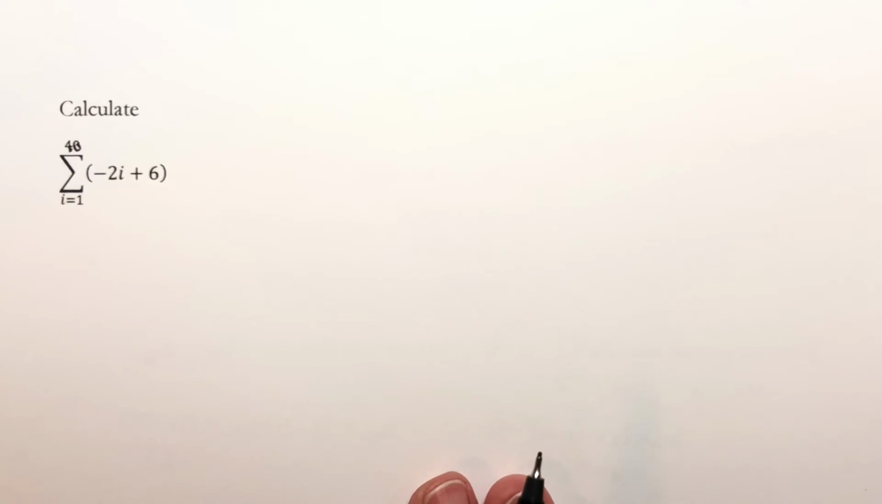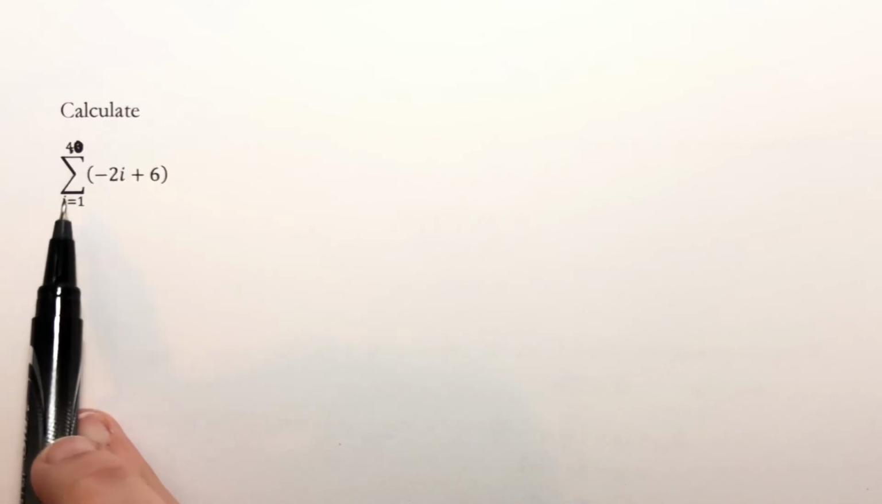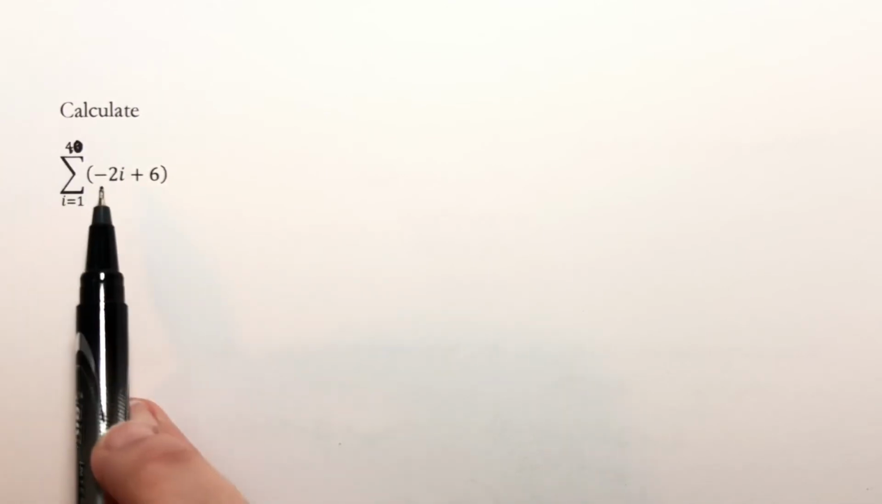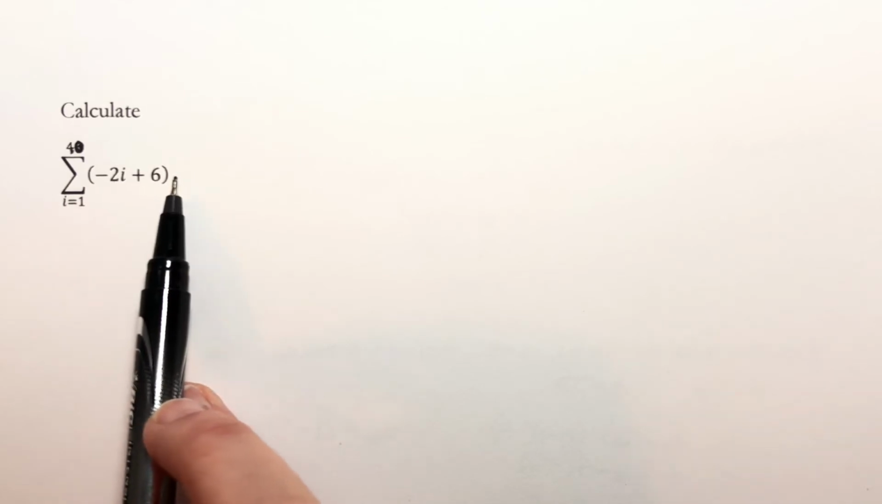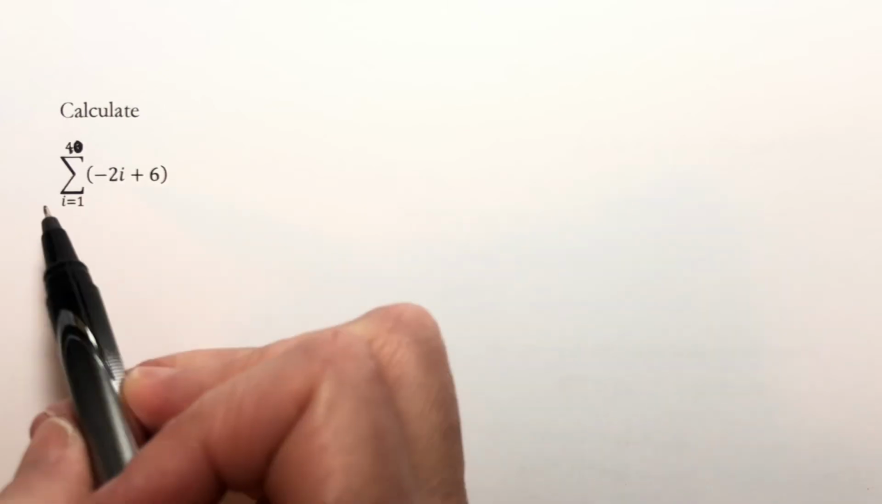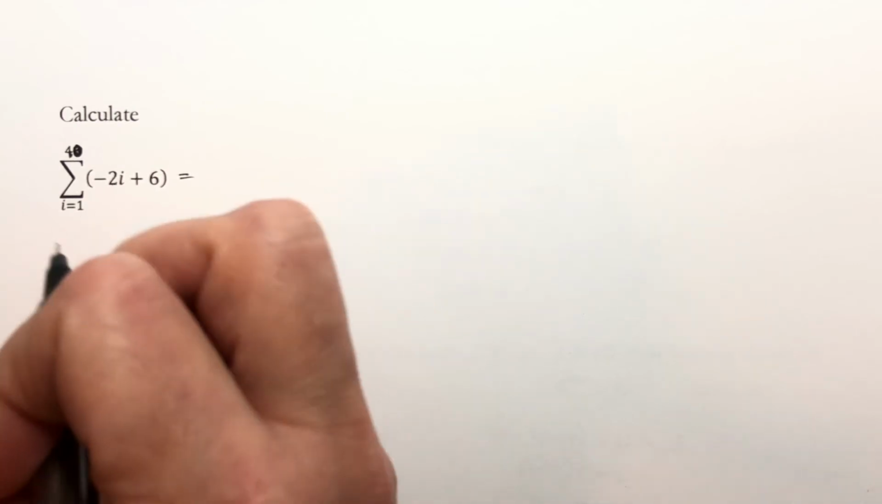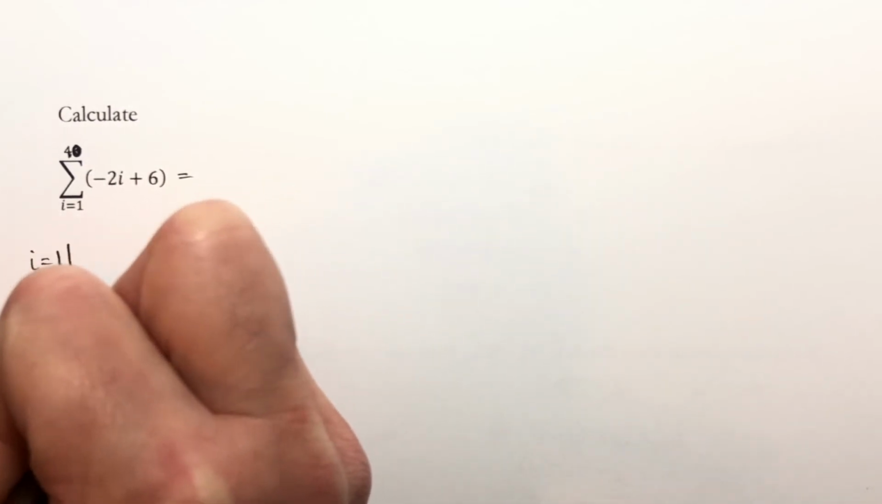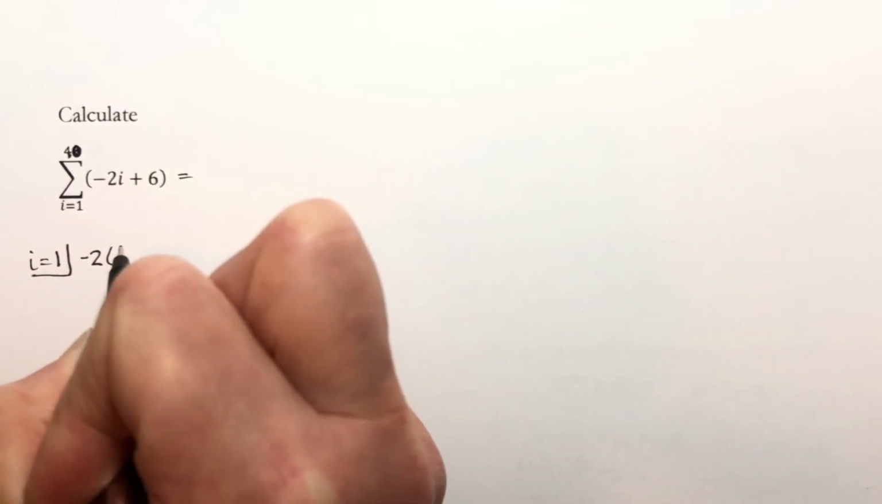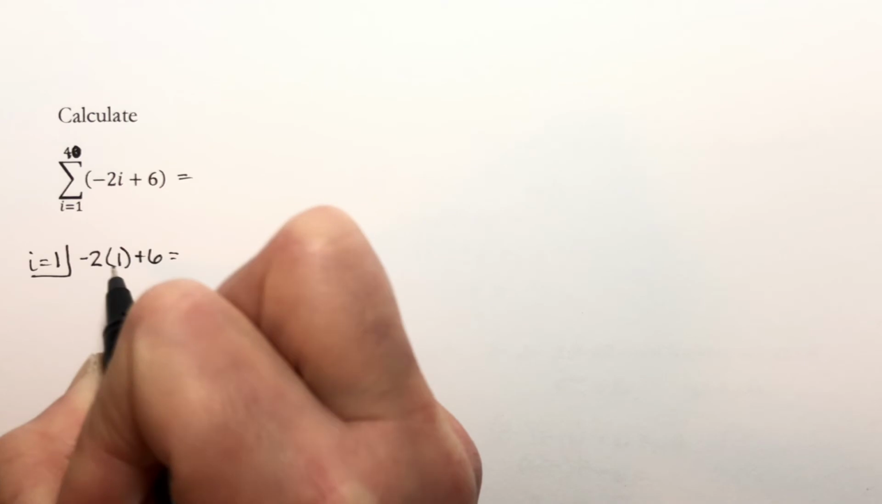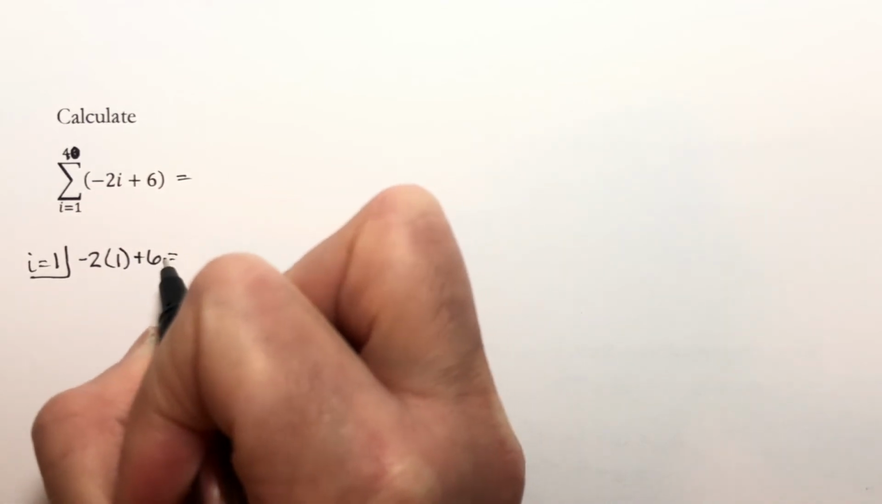So let's try this one. That's a 40 right there. I want to calculate the sum from i equals 1 to 40 of negative 2i plus 6. Now, at this point, we do not know for sure that we have an arithmetic sequence. So what I'm going to do is start plugging in these values and look at the sequence. If I plug in 1, when i equals 1, what do I get? I have negative 2 times 1 plus 6, which is negative 2 plus 6, which is 4.